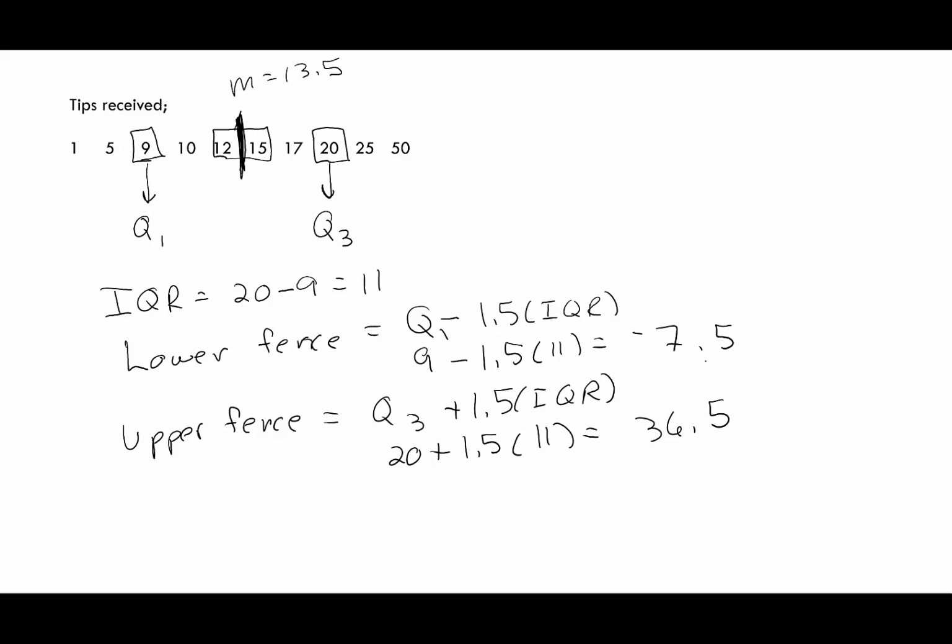So to find outliers, I'm going to go back to my tips. I'm going to look for anything lower than negative 7.5, which I don't see. My smallest was 1. For a large outlier, I'm looking for anything over 36.5, and I do see this one, 50. 50 would be an outlier because it's higher than our upper fence.